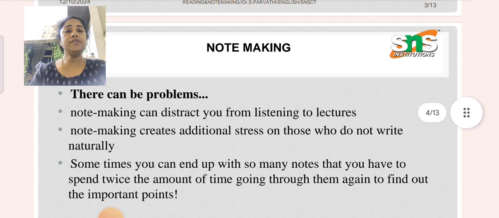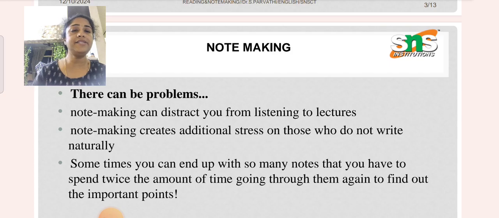And with note making, there can be some problems. Note making can distract you from listening to lectures. It creates additional stress on those who do not write naturally. Sometimes you can end up with so many notes that you have to spend twice the amount of time going through them again to find the important points.